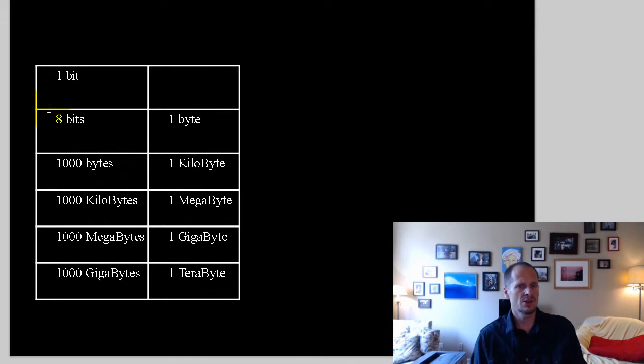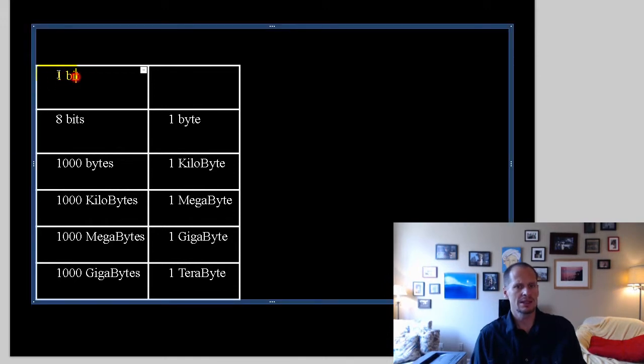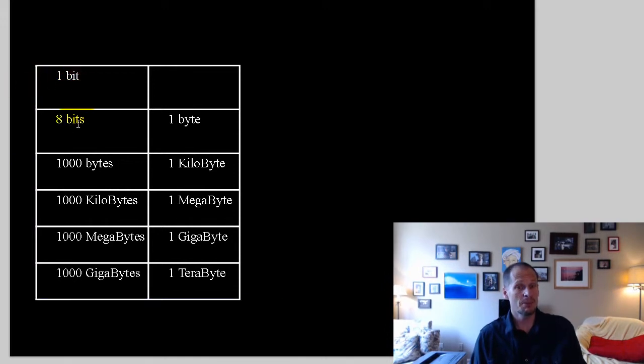Well, if there's just one bit, we say, hey, it's a bit. If there are eight bits, we call it a byte, B-Y-T-E. If there are 1,000 bytes, we call it a kilobyte. If there's 1,000 kilobytes, we call it a megabyte. If there's 1,000 megabytes, call it a gigabyte. If there's 1,000 gigabytes, we call it a terabyte, right?